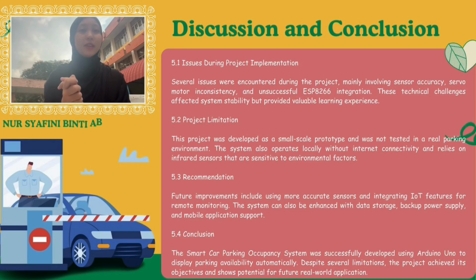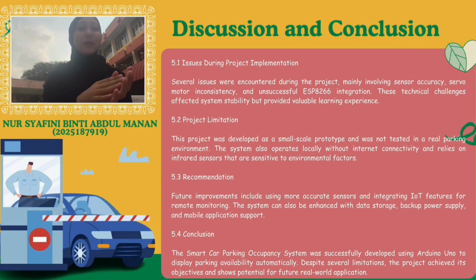So for the last chapter, this section starts with issues, project limitation, recommendation, and the overall conclusion of the project. Firstly, what issues occurred during project implementation? Several challenges were encountered during the development of the smart car parking occupancy system. This includes inconsistent IR sensor readings, unstable servo motor movement, and unsuccessful integration of the ESP8266 module for IoT connectivity. These issues mainly affected system stability and real-time data transmission.